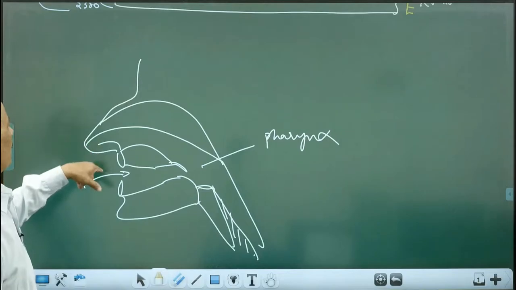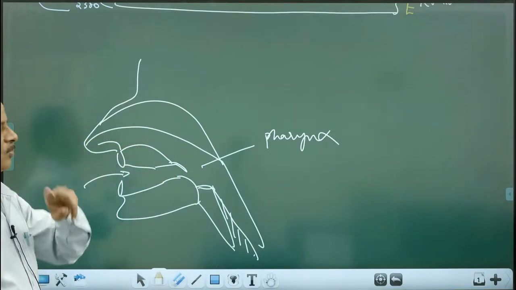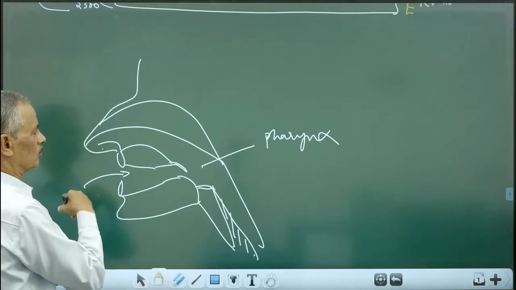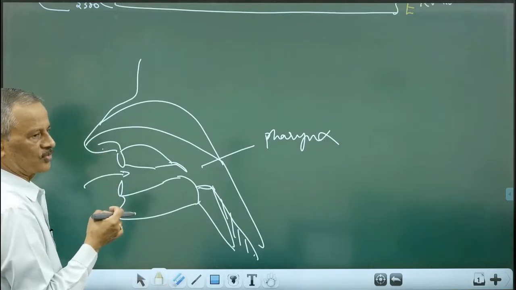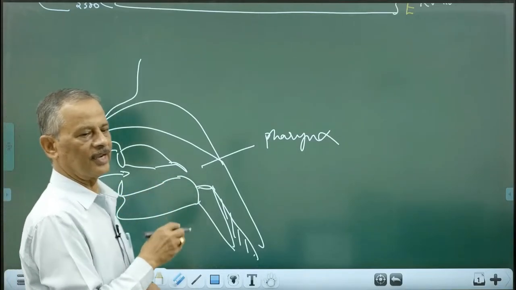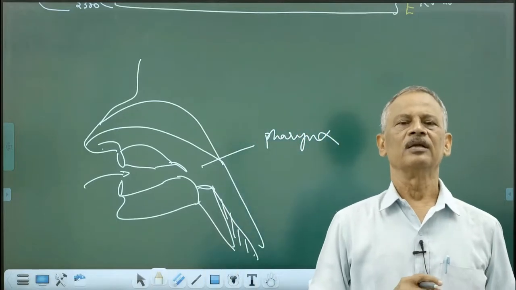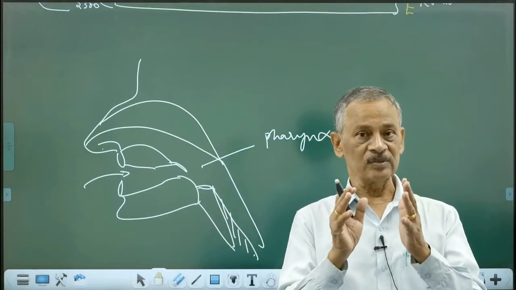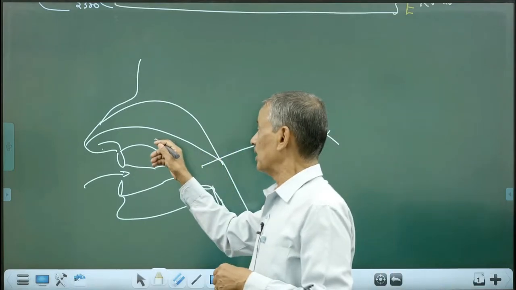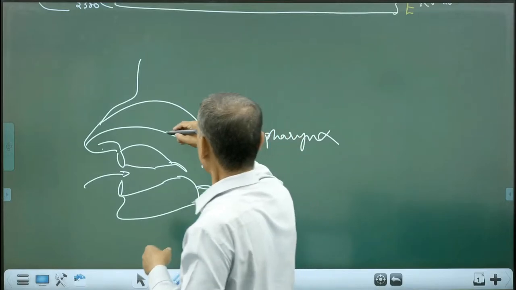This nasal passage has three parts. One, a vestibule to which the external nostrils are leading. This part contains small hairs and mucus secreting cells which produce mucus. Then there is another pair of structures which is called the conditioner.